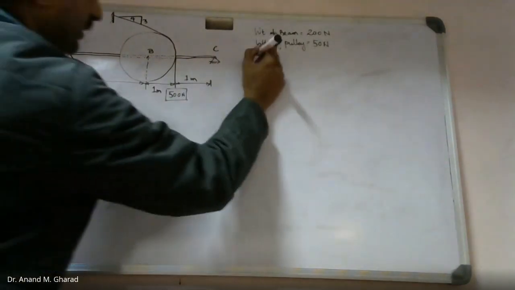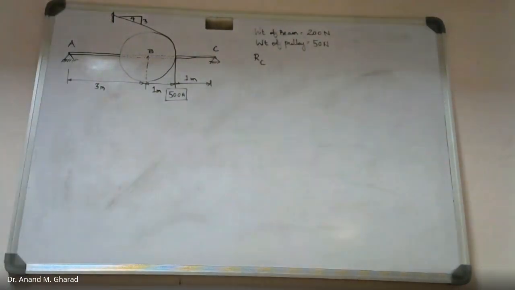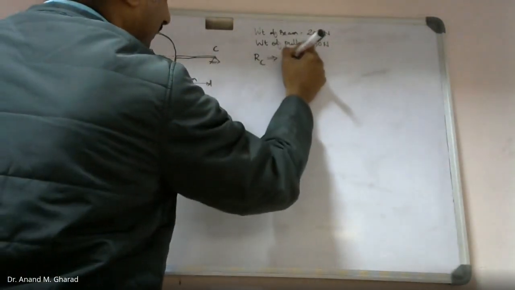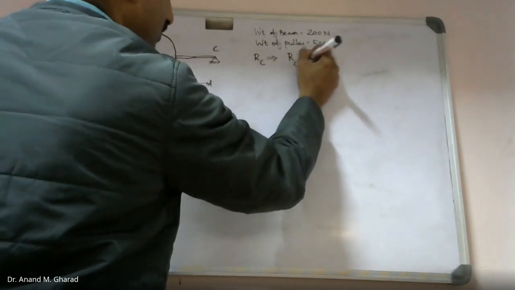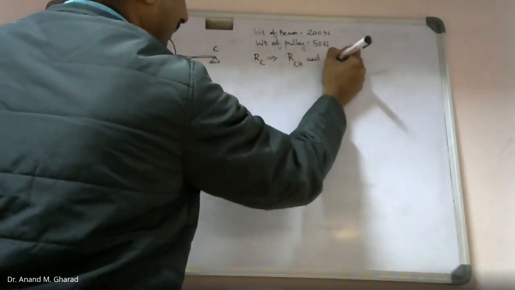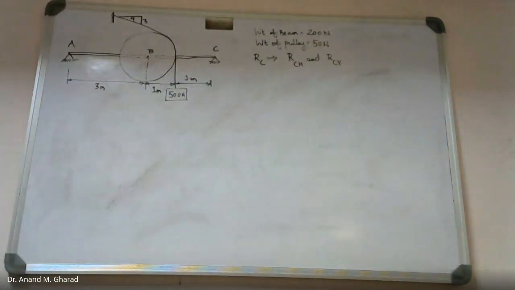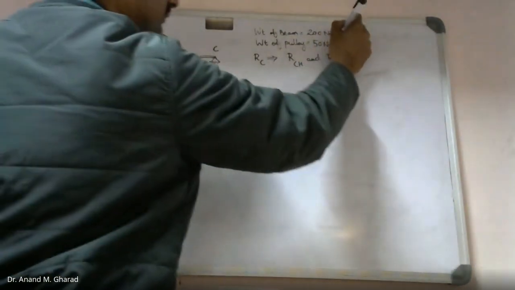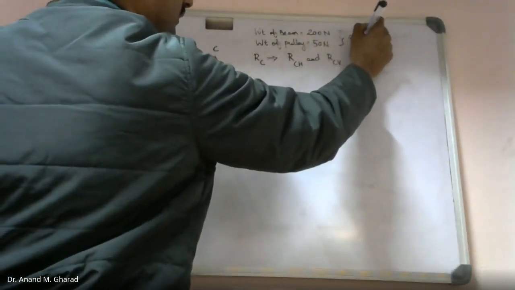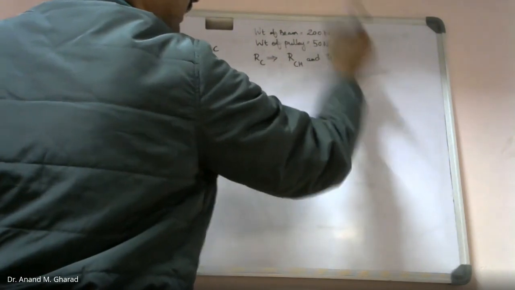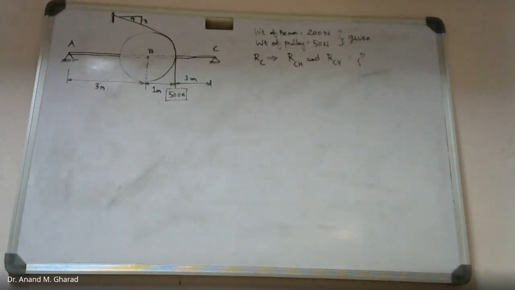That means you are supposed to identify RC. Reactions at C. Those may be RCH and RCV. This is the given information, and this is what you are supposed to identify. Everything, the pulley and all, it is frictionless. Just try to think. I will be back in few minutes.